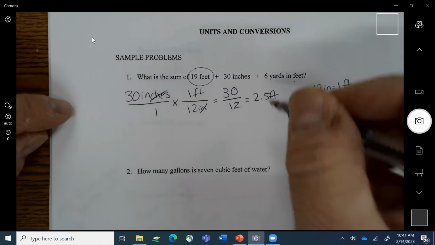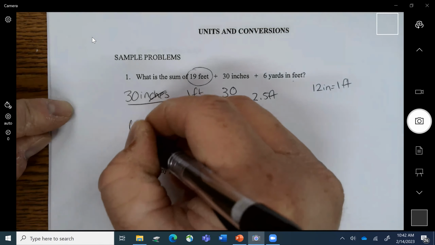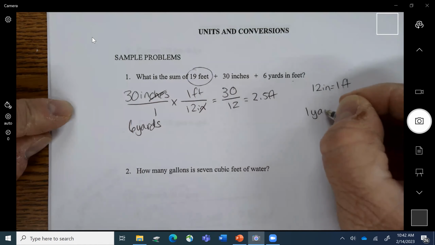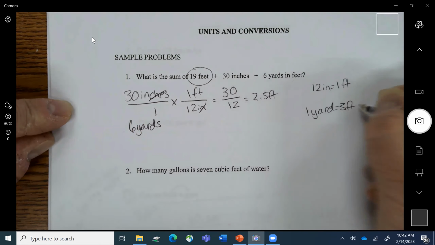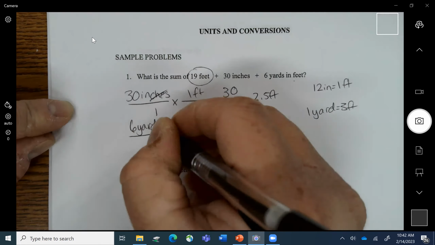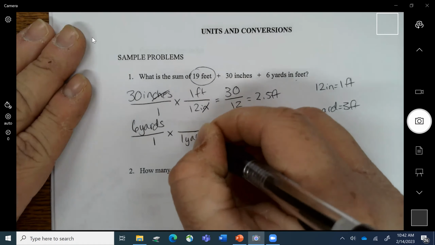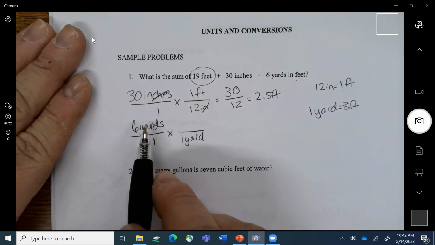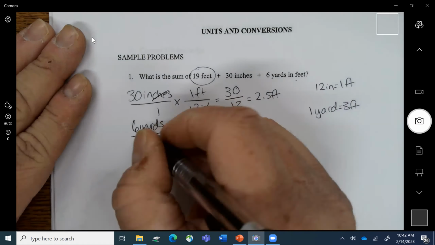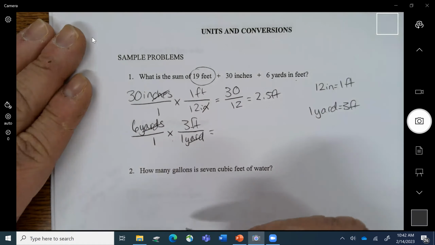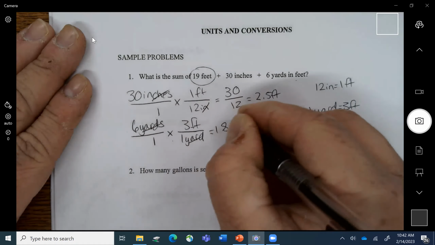Now, the next one is 6 yards. I'm starting with 6 yards here. 1 yard equals 3 feet. So my 6 yards is over 1. If my yards are up top, where do they need to be to cancel? On the bottom, 1 yard. So the yards cancel. I put 3 feet up here because that's what's attached to the 1 yard. This will be 18 feet.